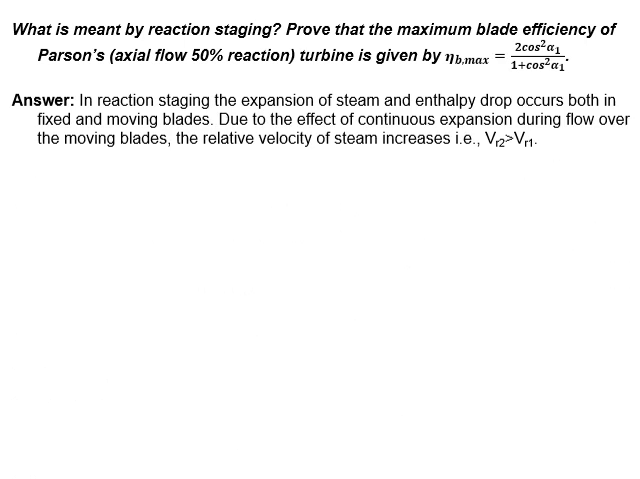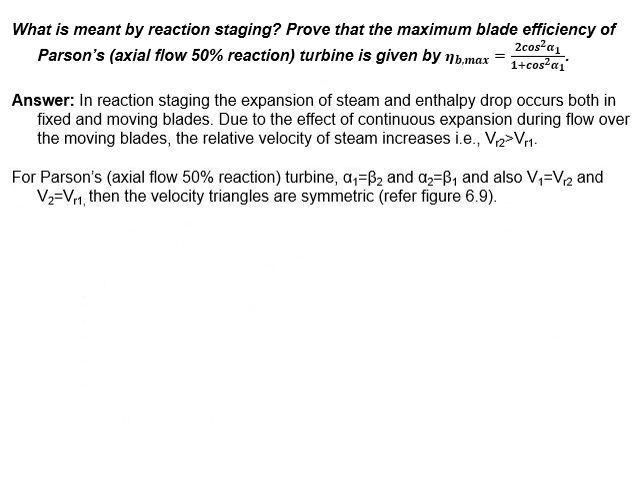In reaction staging, the expansion of steam and the enthalpy drop occur both in fixed and moving blades. Due to the effect of continuous expansion during flow over the moving blades, the relative velocity of steam increases, that is VR2 is greater than VR1. For a 50% axial flow reaction turbine, alpha 1 is equal to beta 2 and alpha 2 is equal to beta 1, and also V1 is equal to VR2 and V2 is equal to VR1. Then the velocity triangles are symmetric.